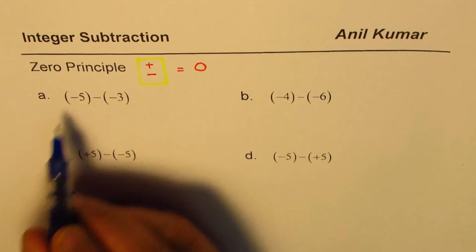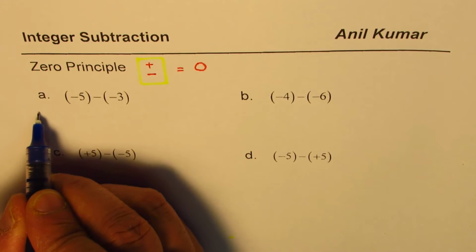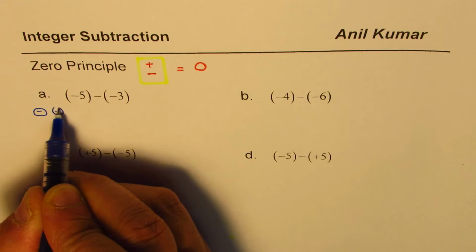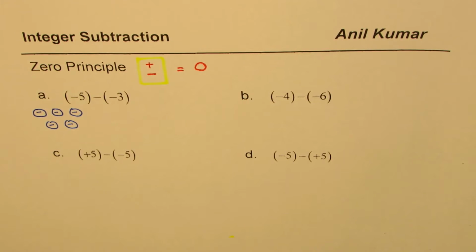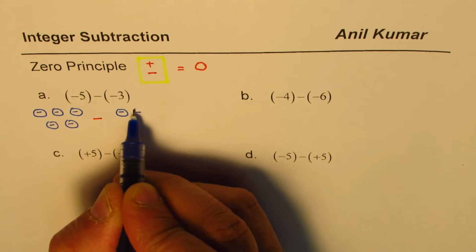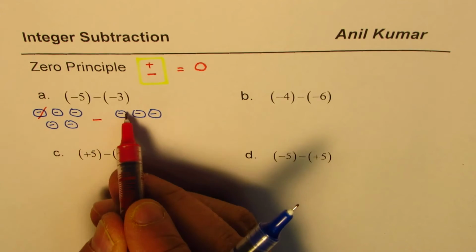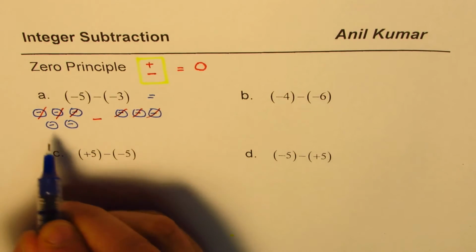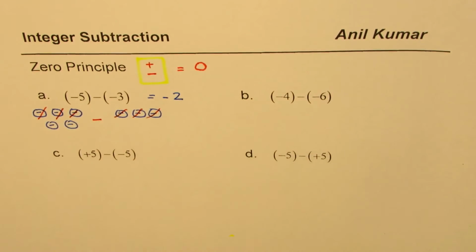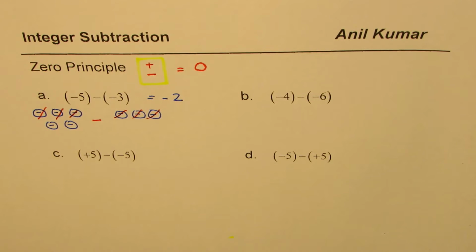So let's begin with the first one, which is minus 5 take away minus 3. So minus 5 means let's take 5 negatives. That is minus 5, right? And from here, we have to take away 3 negatives. 1, 2, and 3. Since we have 5 negatives here, we can easily take away 3 negatives. Not a problem. What are we left with? We are left with 2 negatives. We'll say minus 2 is the answer. Well, all the questions may not be that straightforward. Let's look into the next one.